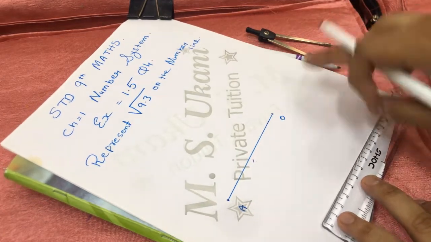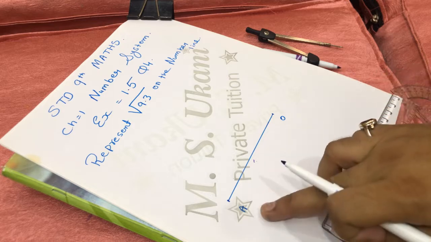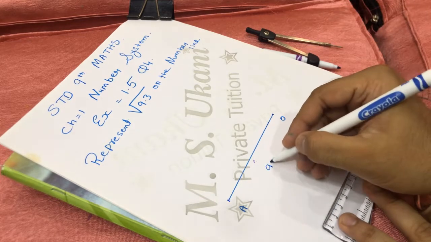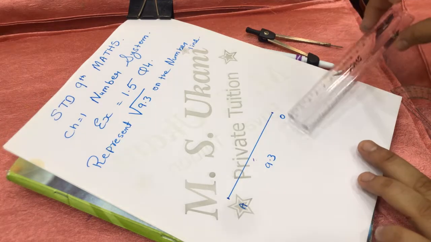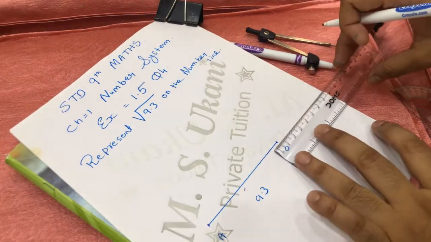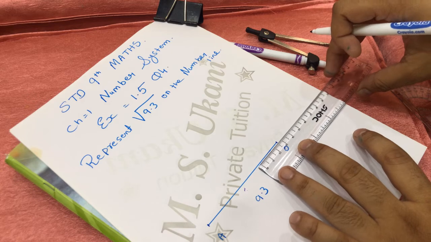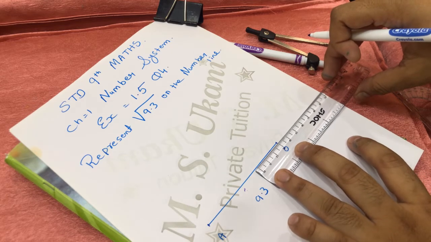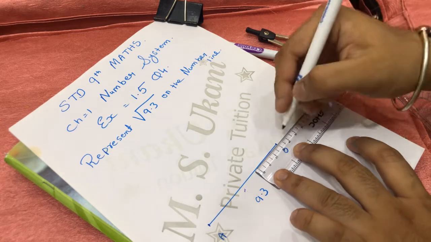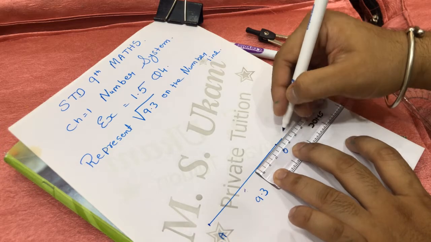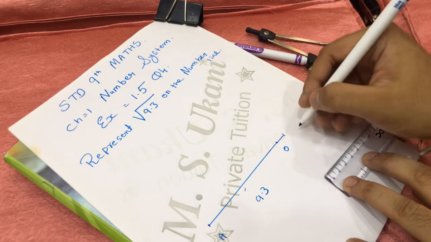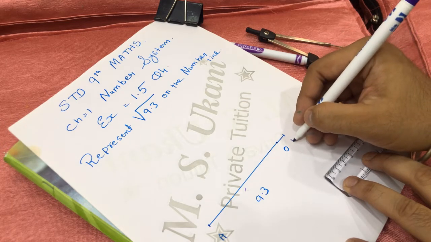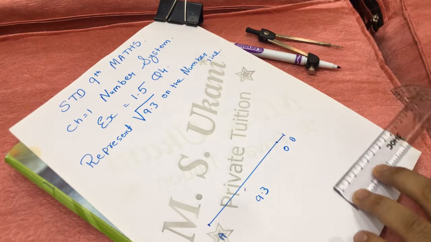Now after making the line segment A and O, this is 9.3. We have to extend one more unit from O. Means we have to draw one more unit, that is 1 cm. So here I have taken 3 to 4, one more unit, and I have given the name B.